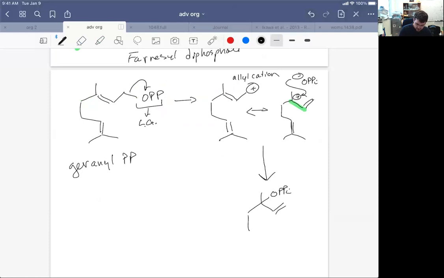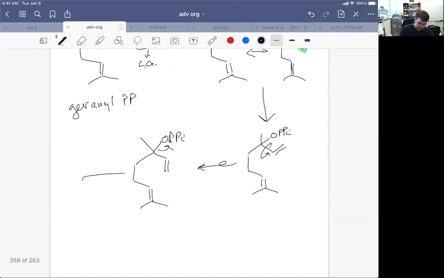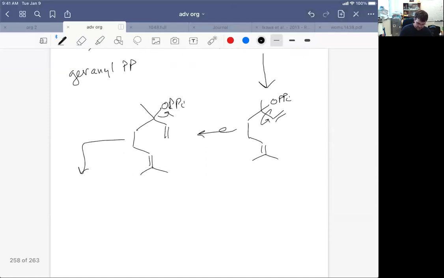Now, why would you want to do that? Well, in doing so, now we've got free rotation about that carbon-carbon bond. And we could just rotate it over here freely because we don't have double bond character in that carbon-carbon single bond anymore. Okay, now what I want to do is lose the diphosphate again. Good leaving group, just falls off. That's going to generate a carbocation that looks eerily similar to the one we just drew.